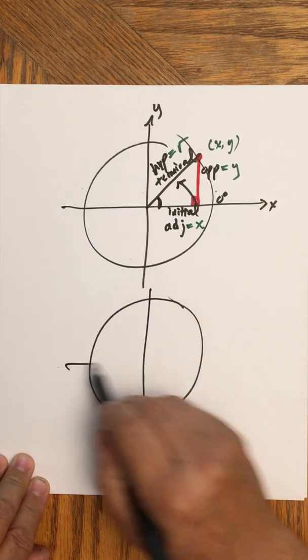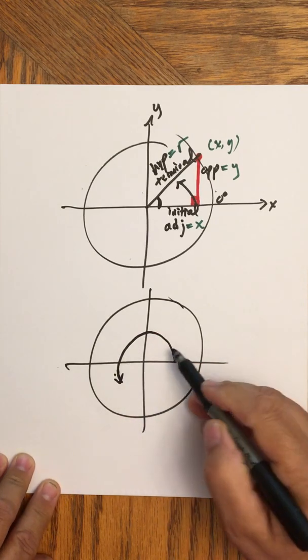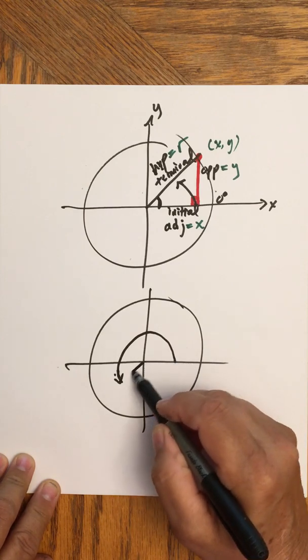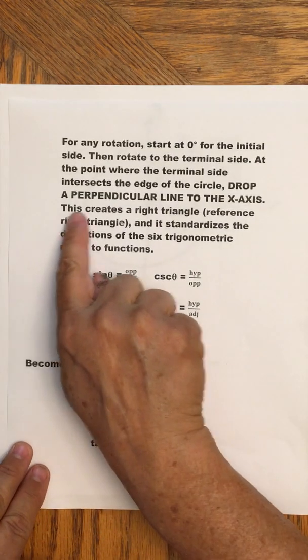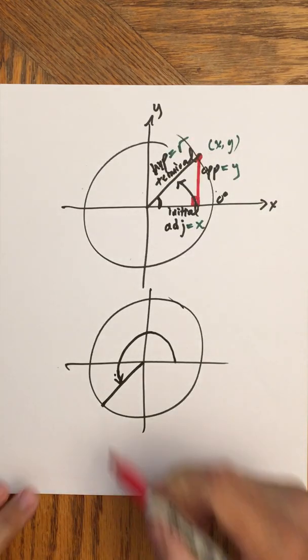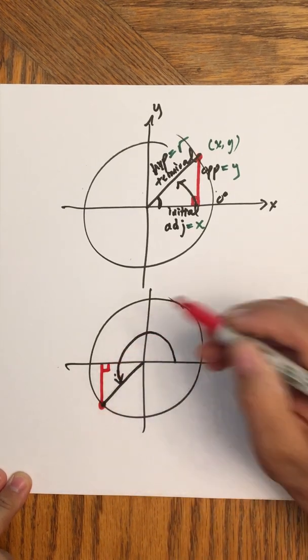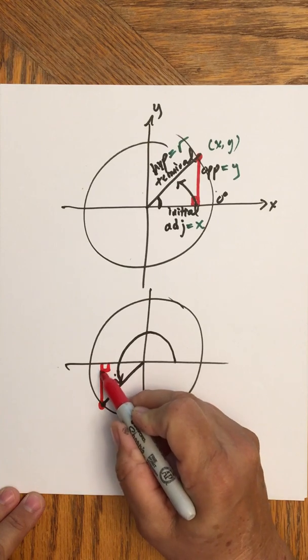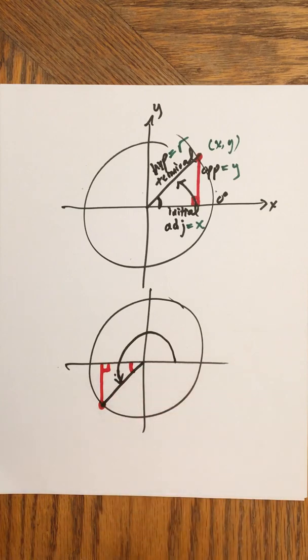Let's say I rotated a bunch and I rotated all the way over here. So what happens is, this is still my initial side, this is my terminal side, but obviously that's a rotation that's much greater than 180 degrees. So how do you come up with a triangle? Well, again, you follow this definition of dropping a perpendicular line to the x-axis. So from the terminal side here, where it meets the edge of the circle, drop a perpendicular to the x-axis. There's your right angle. There's your 90-degree angle, and the reference angle is the angle between now the x-axis and this terminal side.